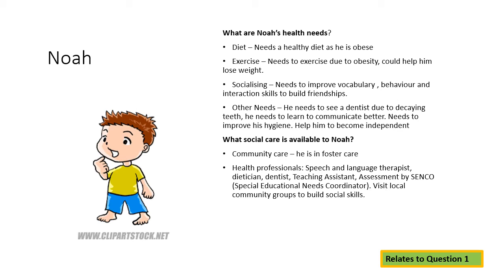And other needs. So he needs to see a dentist due to decaying teeth. He needs to learn to communicate better, and he needs to improve his hygiene, which will help him to become independent. So social care available to Noah. So community care. He's already in foster care, and health professionals. So speech and language therapist because of his communication, a dietitian because of his weight, dentist, his teeth.